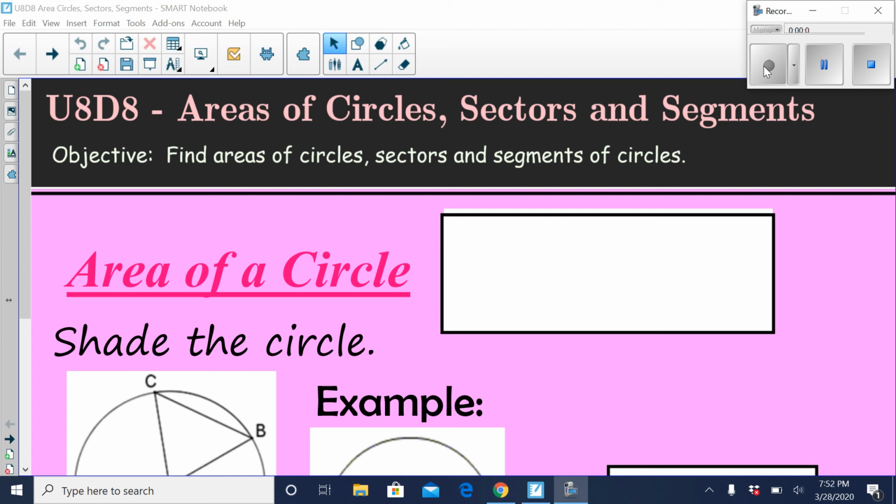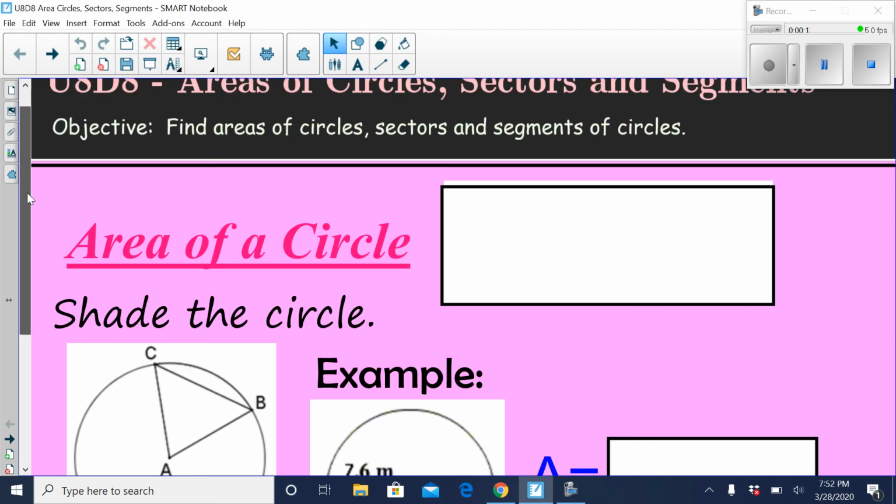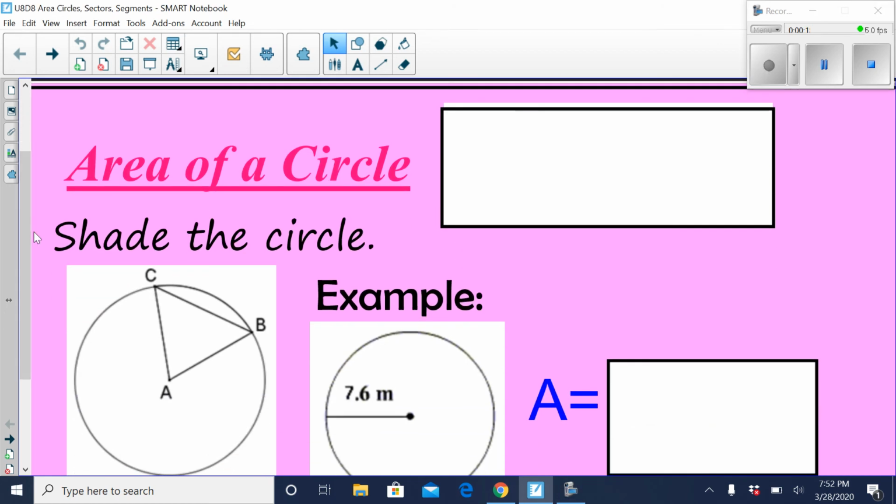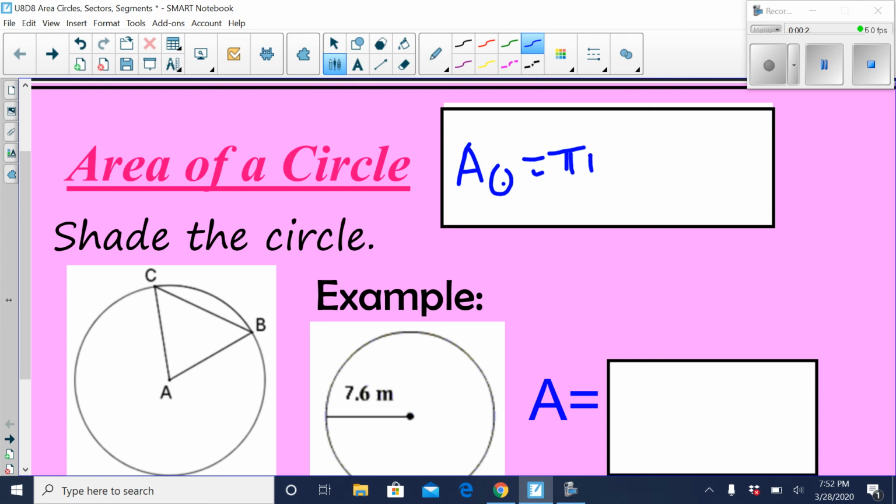All right, goal for today is to find the area of circles, sectors, and segments of circles. Lots of S's and C sounds right there. Area of a circle is what we're going to start with. An area of a circle should actually be review for you guys. You guys have covered it before. So if you remember, area of a circle is pi radius squared.